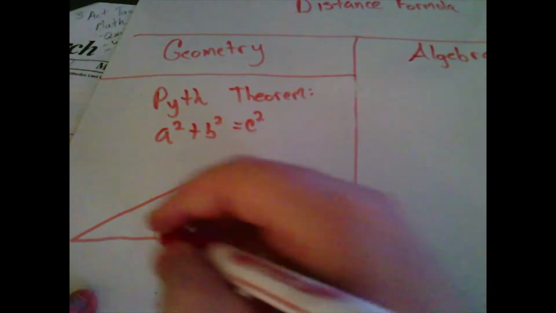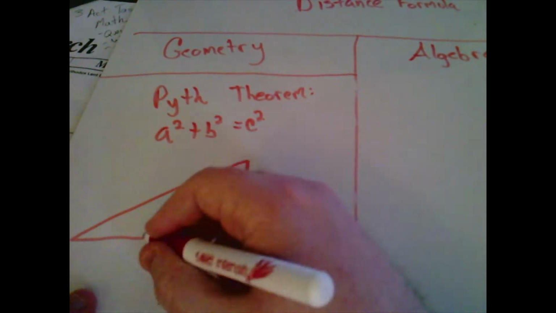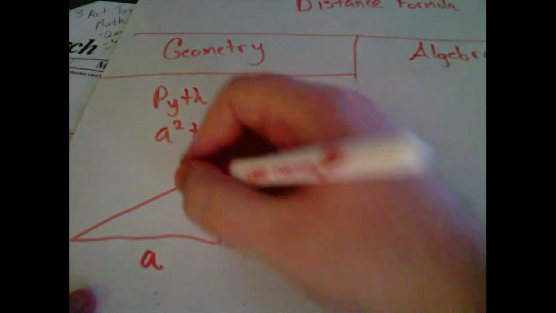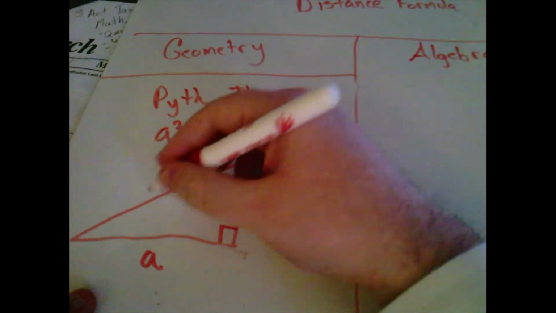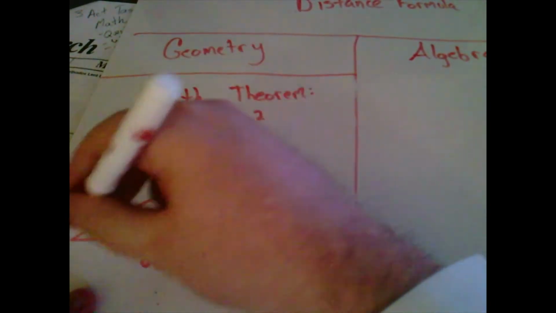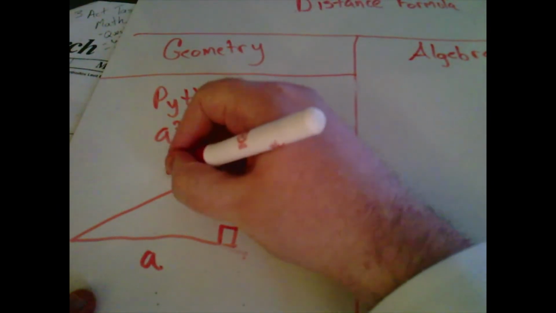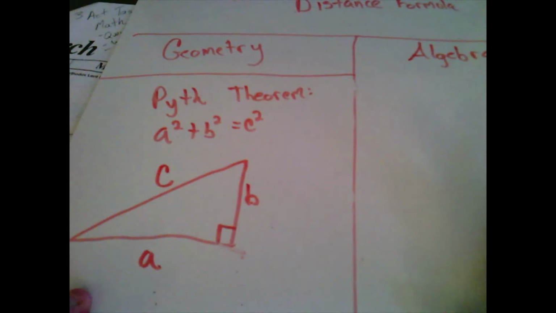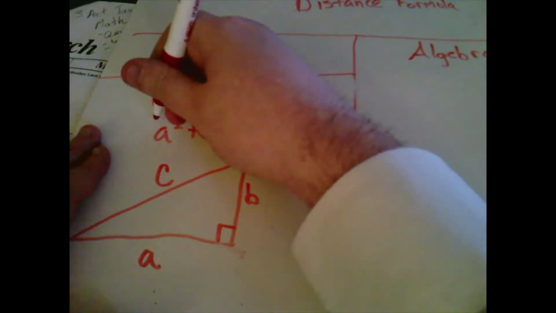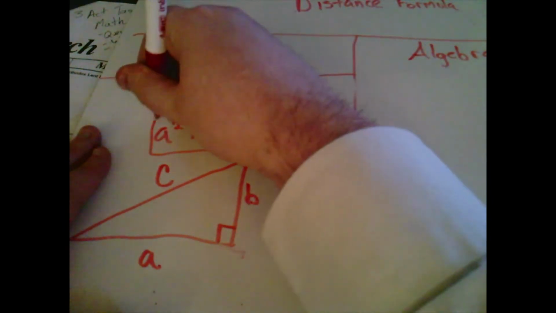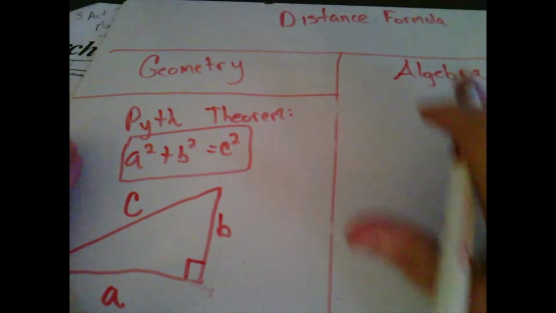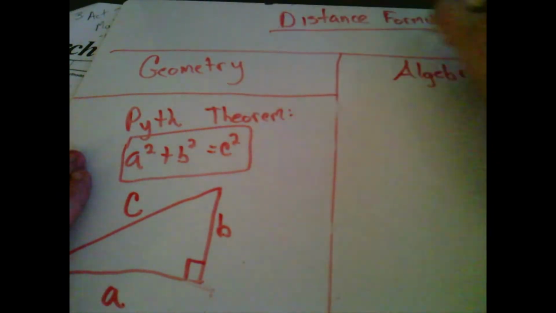such that this is A, this is B, and this hypotenuse here, this longest side of the triangle opposite this 90 degrees, is always C. I'm going to spend some time going over a few ways to come to this Pythagorean theorem, but for now we're going to use it to help us understand this distance formula.